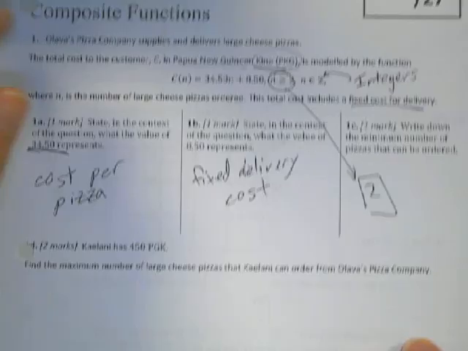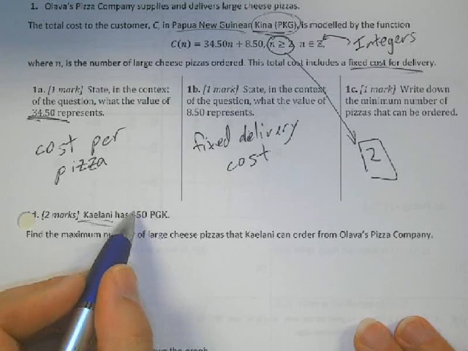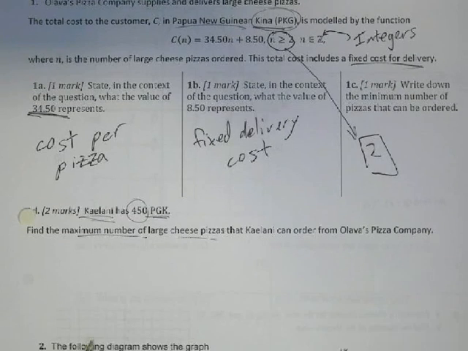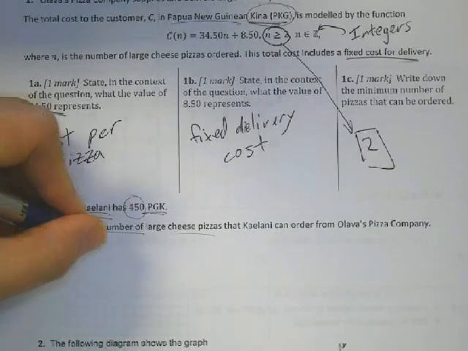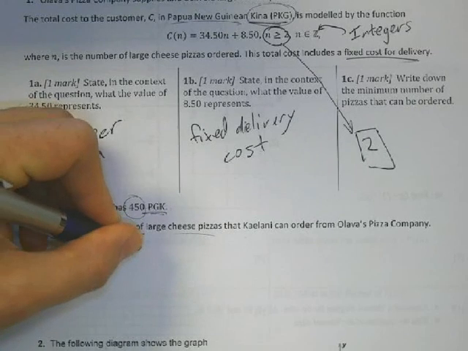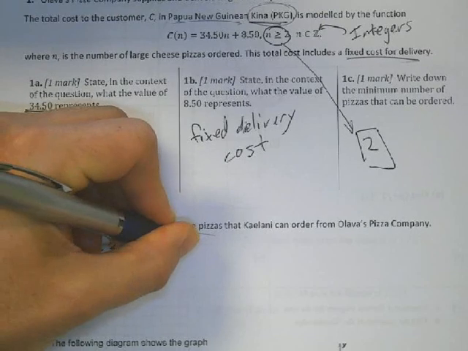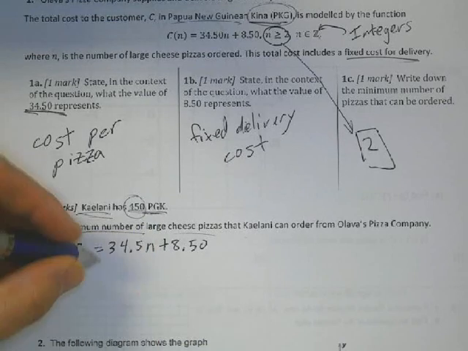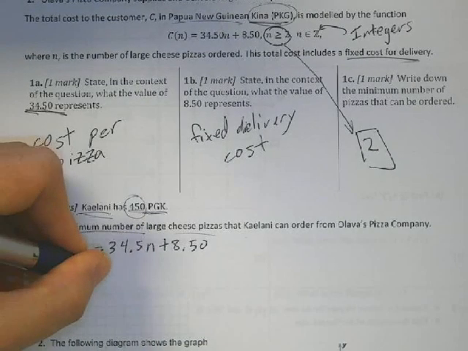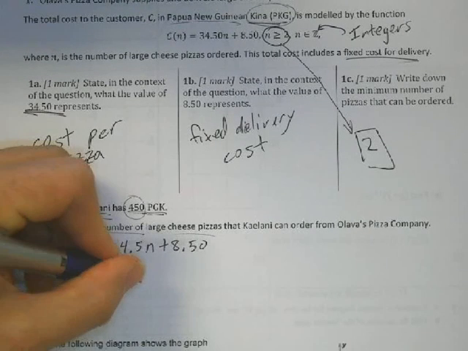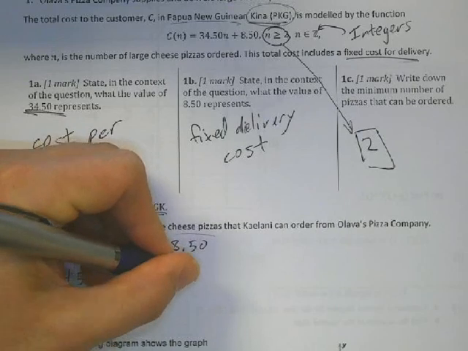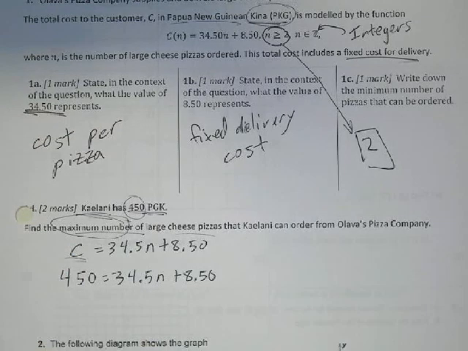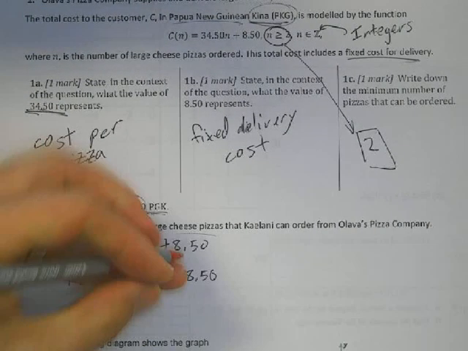Okay, so Kealana has 450 PGKs. Find the maximum number of pizzas that Kealana can order. So I'm going to use my formula. Okay, so C is the cost, right? And so we've got 450 PGKs. So I'm going to replace C with 450. And n is the number of pizzas, and we're trying to find the maximum number of pizzas. Okay, so step 1 is we subtract 850 on both sides.